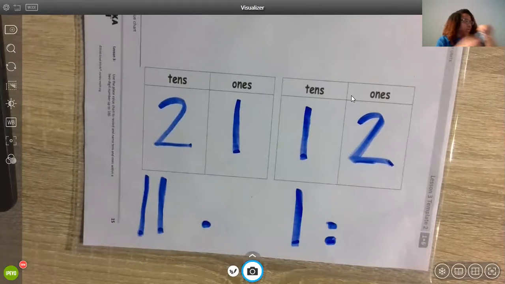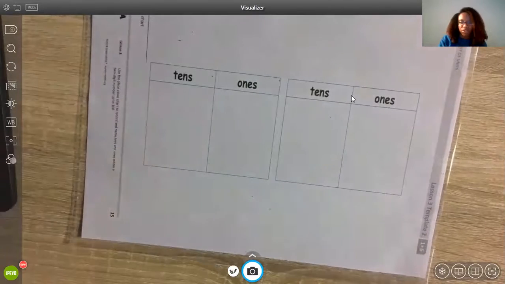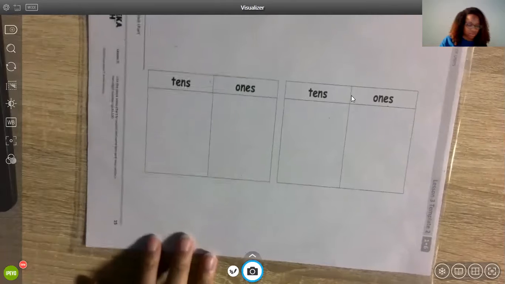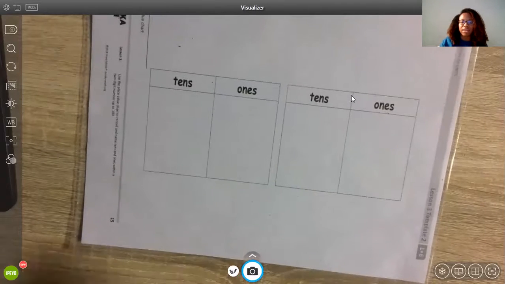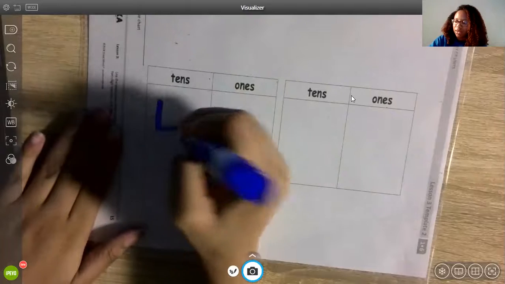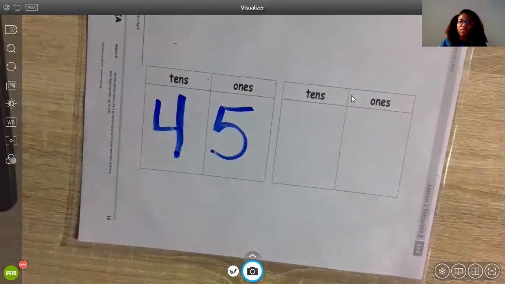We're going to try a few more on your own. If you have to, you can use a piece of tissue or anything to erase it. And here's the next one. I have the digit 4 in my 10s place and 5 in my 1s place. What number am I thinking of? If you said 45, you are correct, because I have 4 10s and 5 1s. And that makes 45.